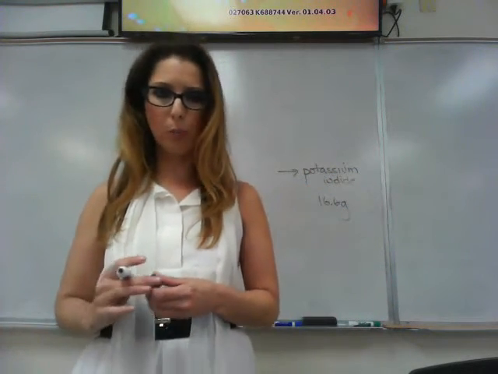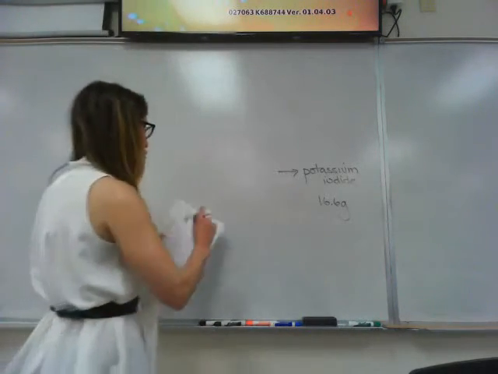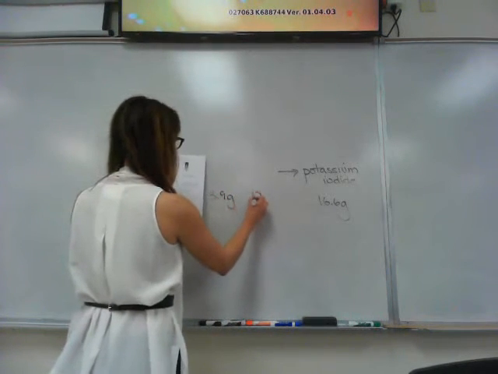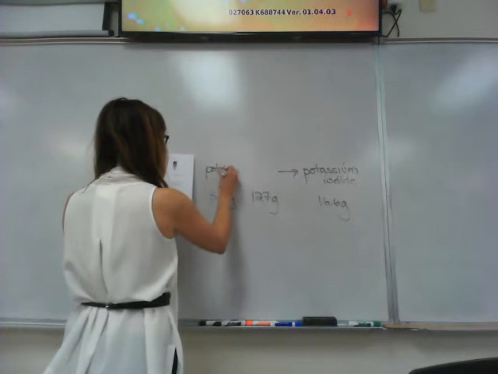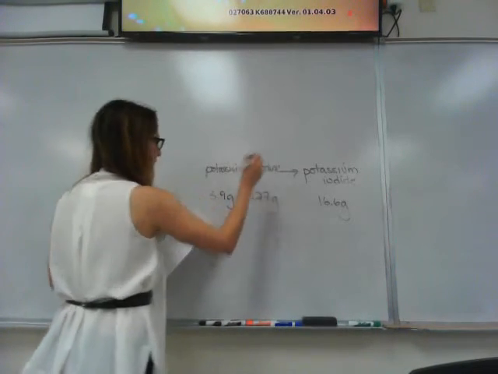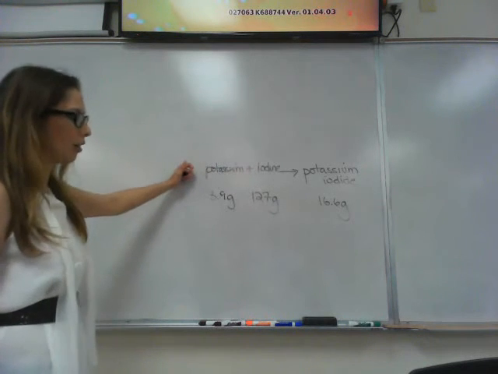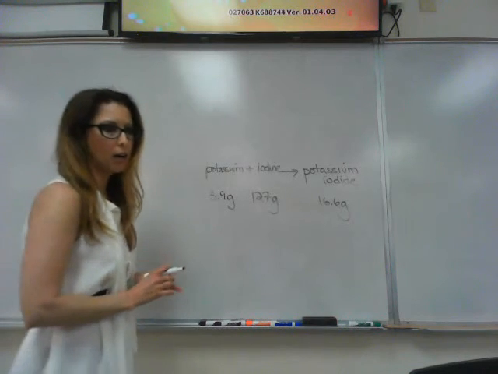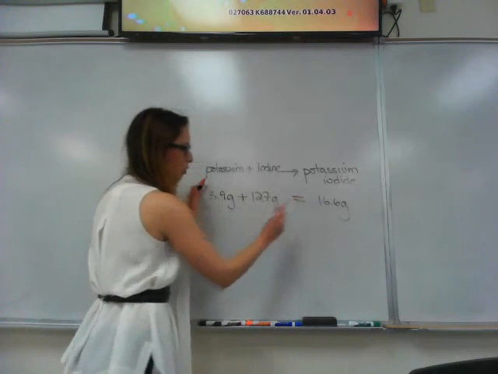Now, I'm combining 3.9 grams of potassium with 12.7 grams of iodine. So what I'm going to do is combine them over here. Okay, potassium and iodine are my reactants. That's why they're on the left-hand side of the arrow. If we're going to follow the law of conservation of mass or show that it works, you would add these two together, and they need to equal that.